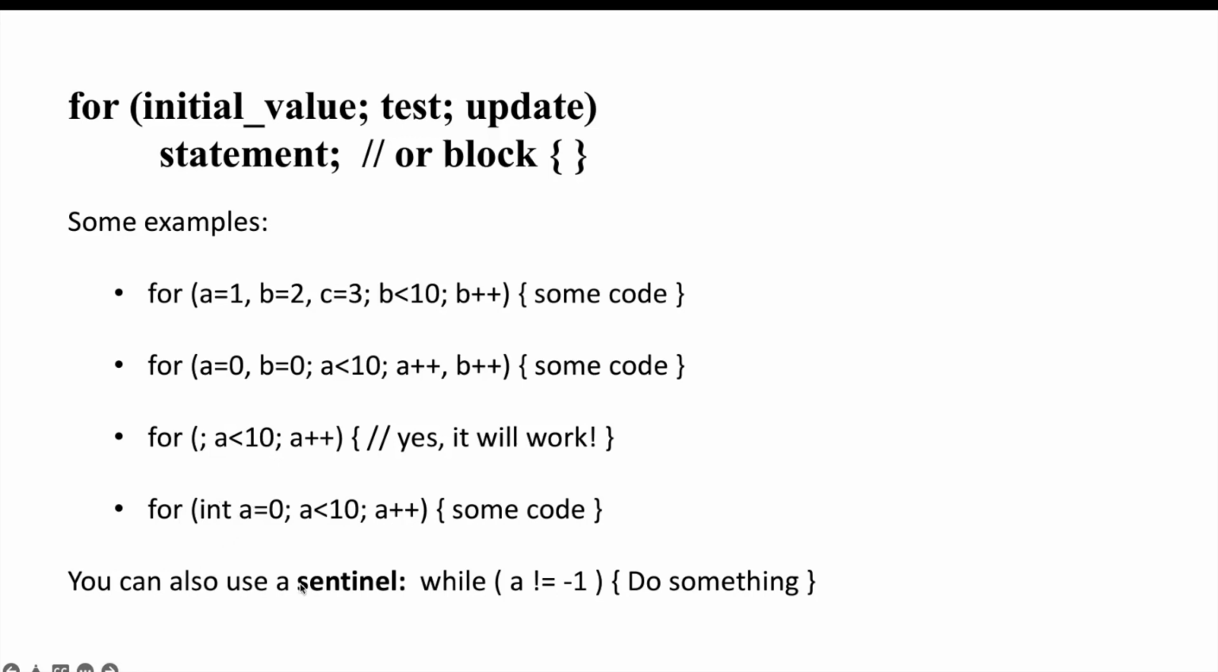And I mentioned this here, the sentinel, because sometimes in a while loop, for example, we can do a while a not equal to -1, do something. It's called a sentinel. This explanation is a little bit fast, but don't worry. I think the best way to explain all this is with the examples.